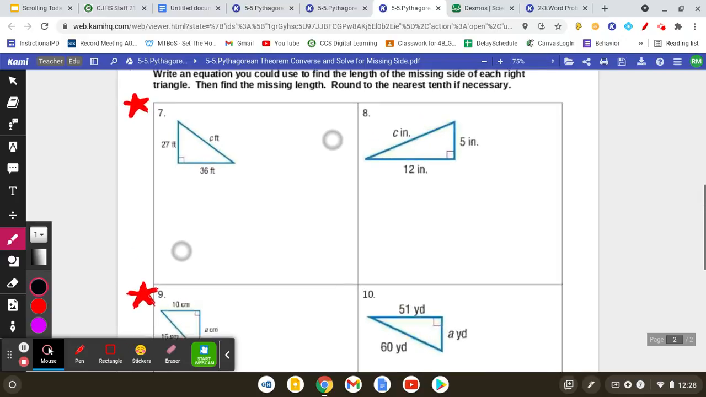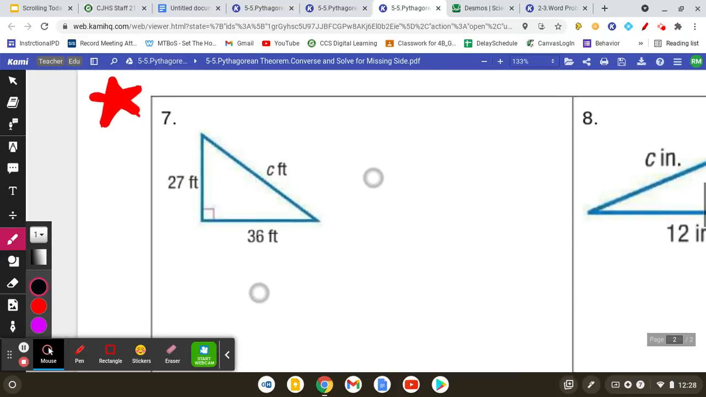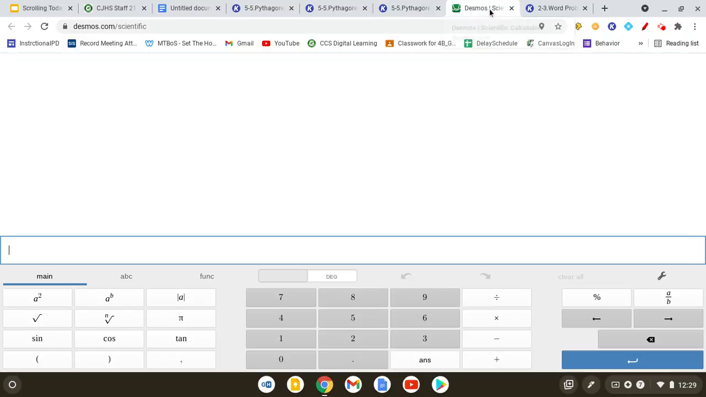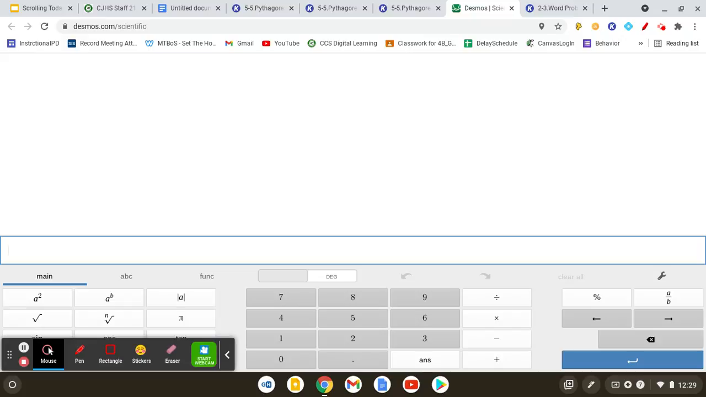So let's begin with number 7. The directions say, write an equation you can use to find the length of the missing side of each right triangle, then find the missing length, round to the nearest tenth if necessary. So before we get started on this, I would like you to go ahead and click the link for the Desmos calculator that's on our agenda. You should pull up a calculator that looks like this. We will need to use this for today's lesson.